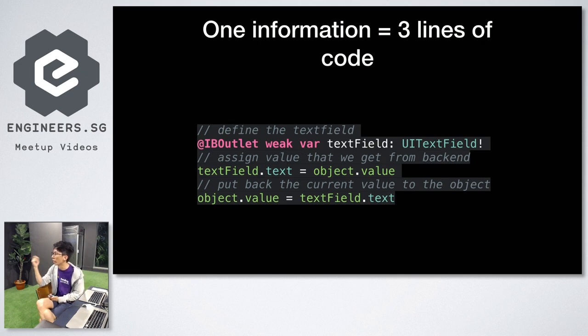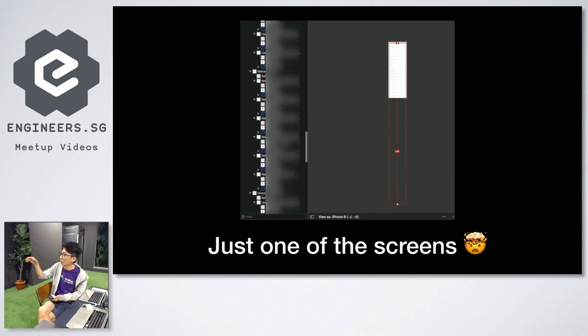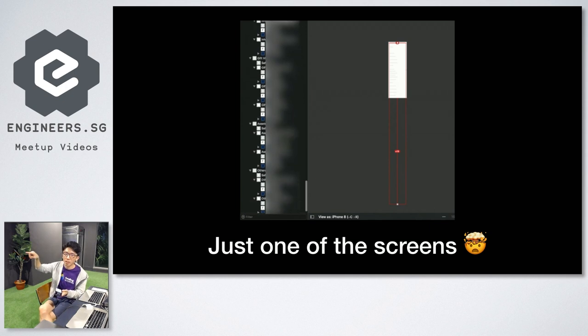So you define the text field, you assign the value from the backend, and you assign back to the backend. This is just some of the screens that we created. All of them are text fields. And someone came to me and said, hey, I think the height is wrong. And I said, sure. I fixed the height. It took me a few hours to just fix one screen.